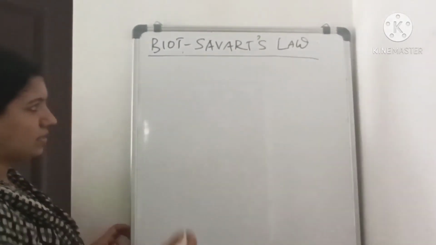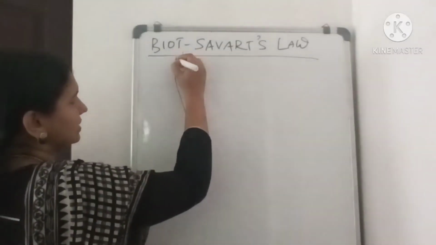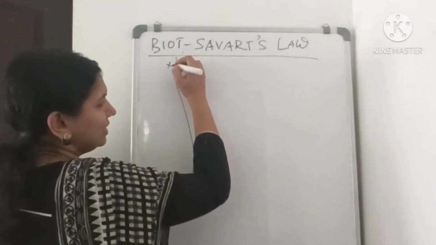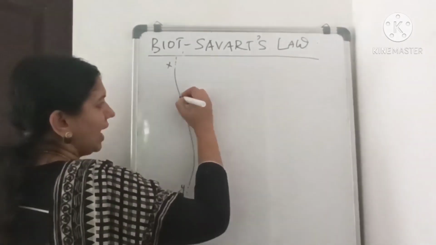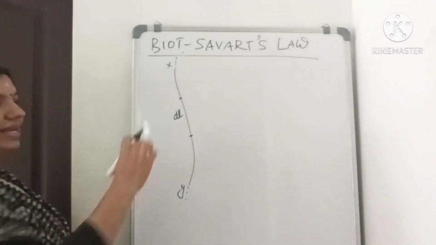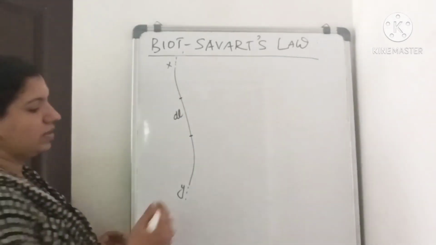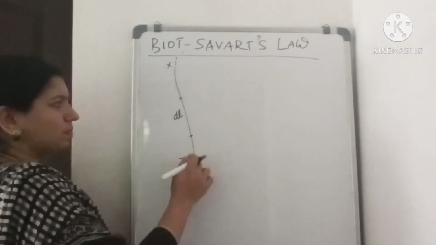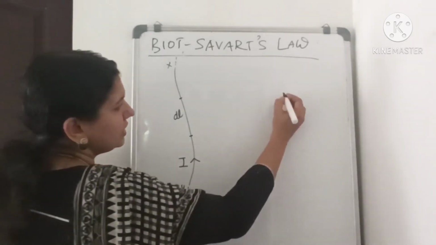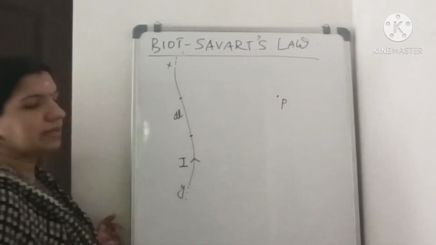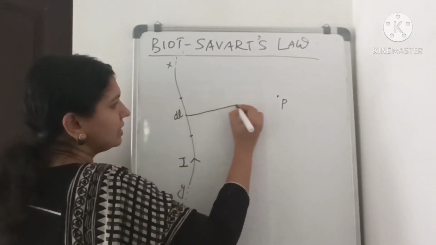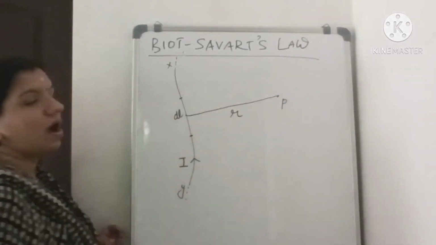So again, I am considering a straight conductor like this. This is an infinitely long conductor. In this straight XY conductor, I am taking a small piece which has a length dl. So dl is a small element I have considered. Current I is passing through the straight conductor. Now this point P, I have to find the magnetic field. From this element dl, the distance to P is taken as r.